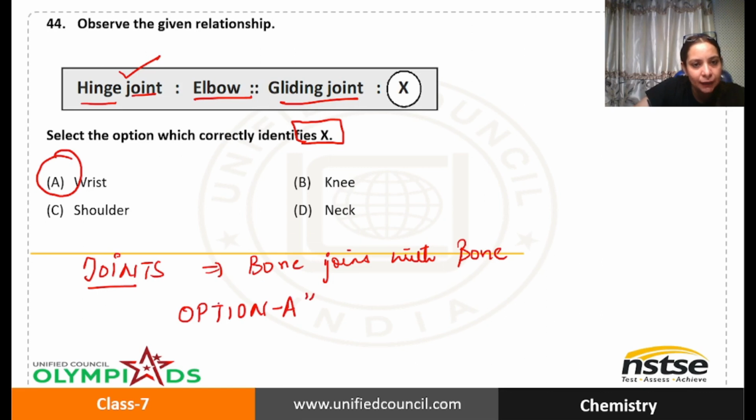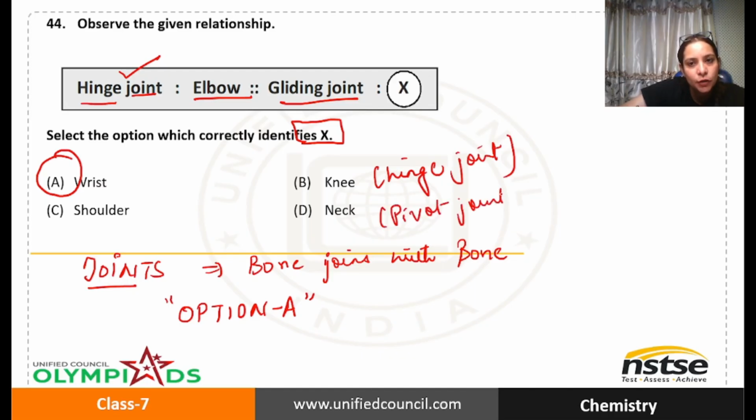Option A is correct. Otherwise, if I talk about the knee, it is a hinge joint. It is not a gliding joint, it's a hinge joint. And in case of the neck, it is a pivot joint, because here the rotation is possible. And the shoulder shows a ball and socket sort of joint, where one bone end is rounded and the other has a depression where one can fit into another. So which answer is right? Option A, that is wrist. Wrist is a gliding joint.